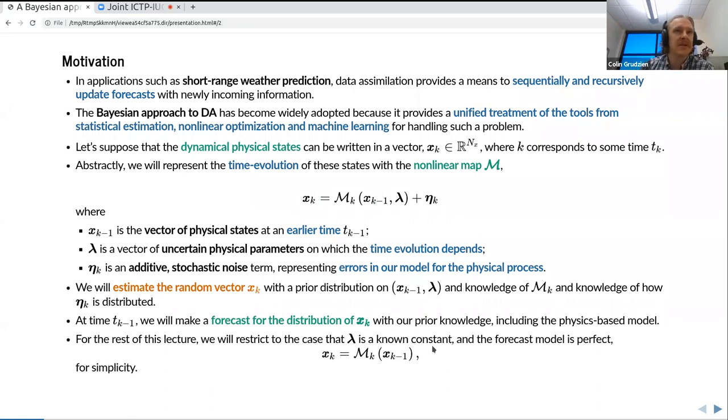But for the rest of this lecture, I want to focus in on a simpler setting, that's just easier to discuss and understand, where we'll just suppose now that lambda will be a known constant. So it's not going to be estimated simultaneously. And this forecast model will be perfect in the sense that we'll neglect this noise term. Though we should mention that this formalism extends directly to handling the joint parameter estimation with the model state, as well as handling significant modeling errors in the formulation.